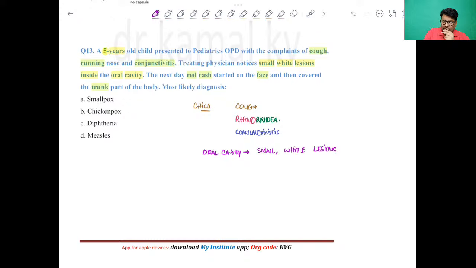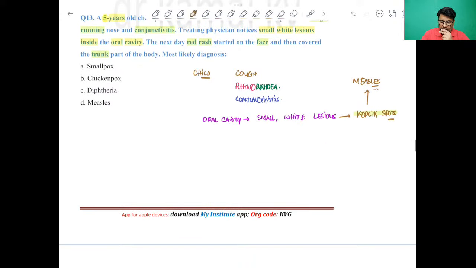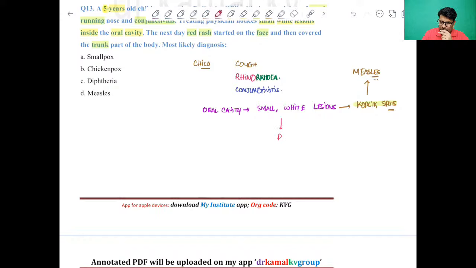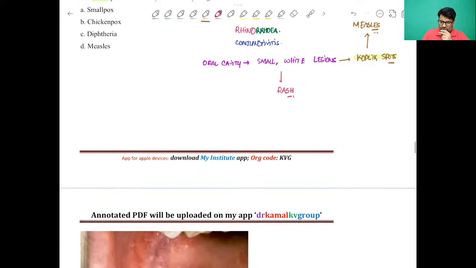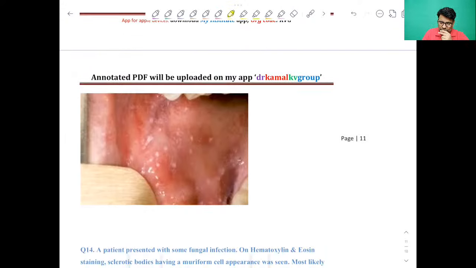and these white lesions in the oral cavity are nothing except the Koplik spots. The moment you have this word, either directly or indirectly in the case history, you have to make a diagnosis of measles, because Koplik spots are pathognomonic for measles, right? Later on, the child also developed rashes throughout the body. So this is a classical picture of measles.